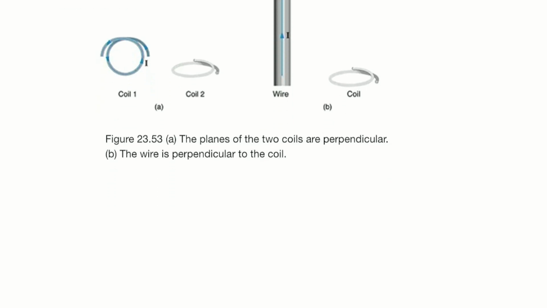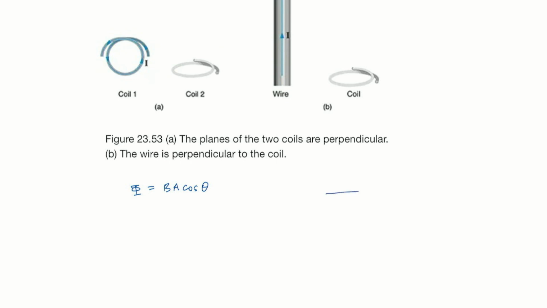Okay, so flux is B dot A, and the magnitude of flux then is B times A times the cosine of theta. Theta is the angle between the magnetic field and the normal to the area. Okay, and so the field comes out of the page, goes over to coil 2, and at that point it's into the page.